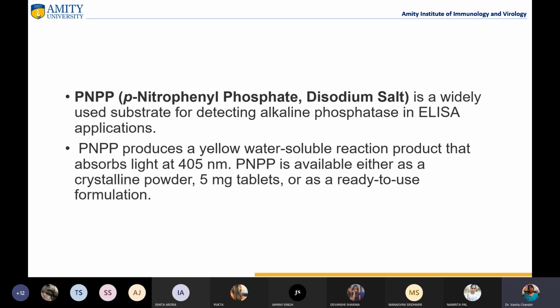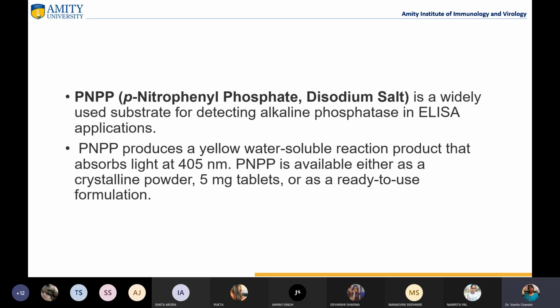All this process, this last step of developing color or adding substrate, is done in a totally dark place. And whenever we make a solution, like PNP, it comes in the form of a tablet sometimes or a powder form. We need to weigh it and then mix it in some buffer. So we also cover those tubes or containers with aluminum foil, and all lights in that room are switched off. It should preferably be done in a dark place, right? Because otherwise they will start developing color in response to the light, right?